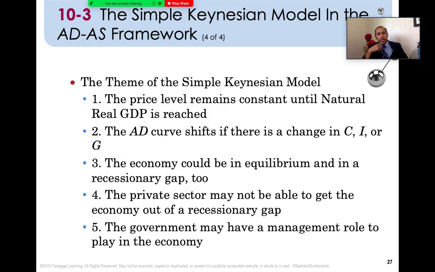So the theme of the Keynesian model is very simple. The price remains constant until we reach natural GDP. The aggregate demand curve shifts to the right through changes in consumption, which is C, changes in investment, or changes in government, if you want to stimulate your macroeconomy. If you bring in the international sector, we can add it in also.